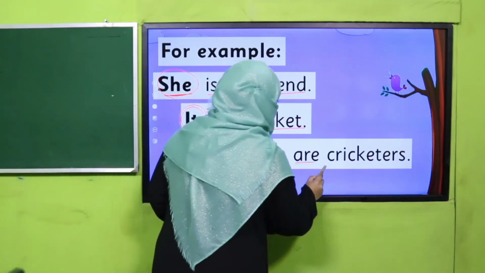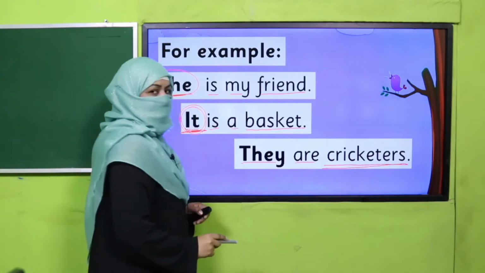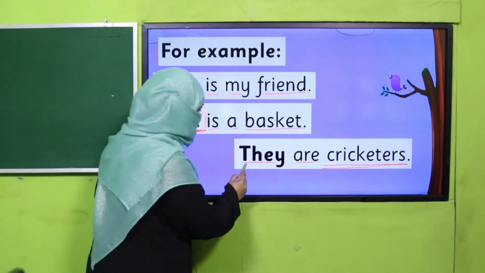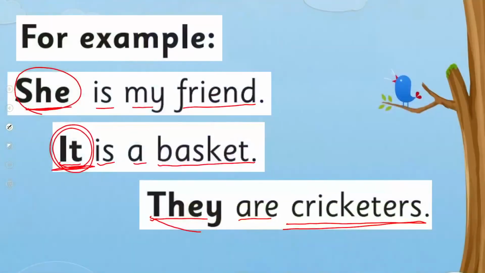They are cricketers. Okay. They are cricketers. So because they are more than one, that's why I have used they in plural form. They are cricketers. You got it? Yes, I have explained it to you. So these are the examples.